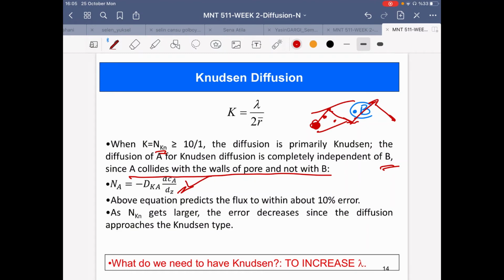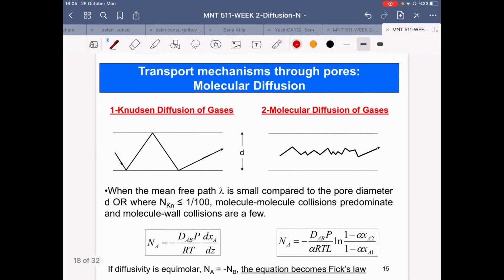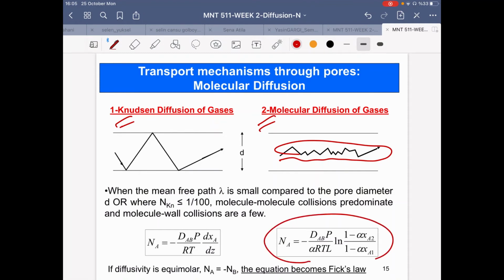And as the Knudsen number gets larger, the error decreases since the diffusion approaches the Knudsen type. So what do we need to have for Knudsen? What we need is to increase the mean free path. And this is the other way around. This is the molecular diffusion. This is the Knudsen diffusion. This one is not hitting the walls. It's simply traveling in my channel, in my capillary, without hitting the walls. And then this is followed.